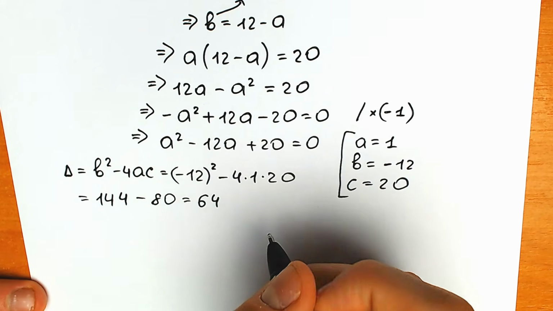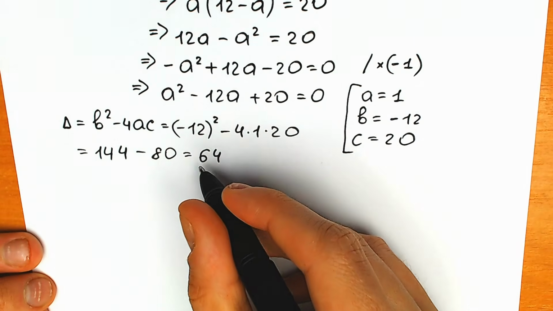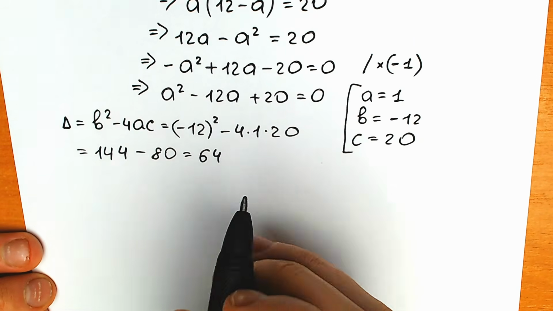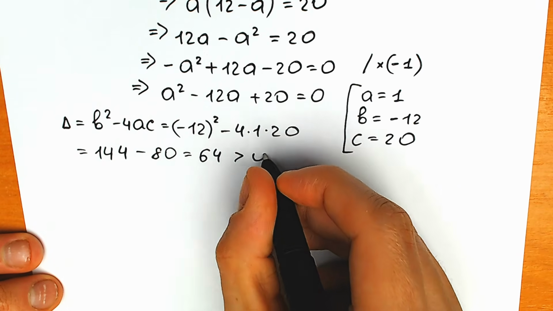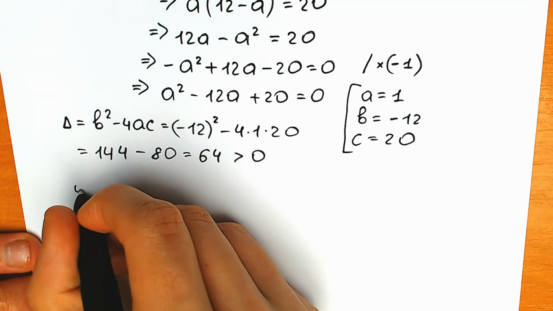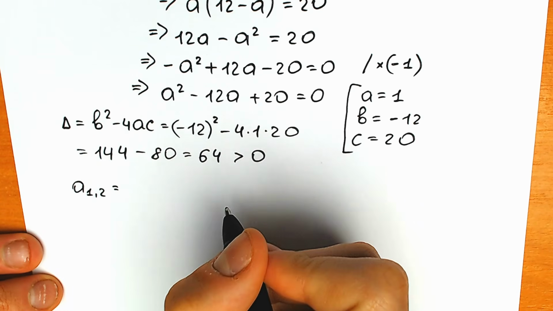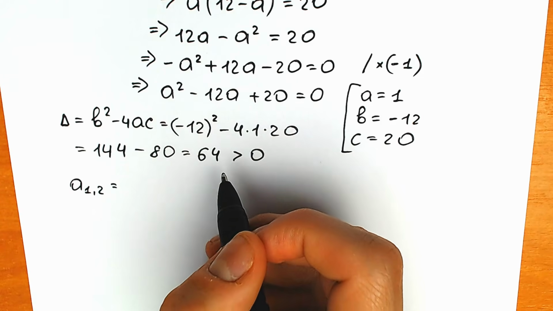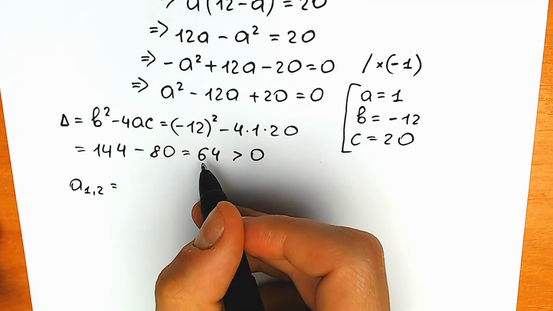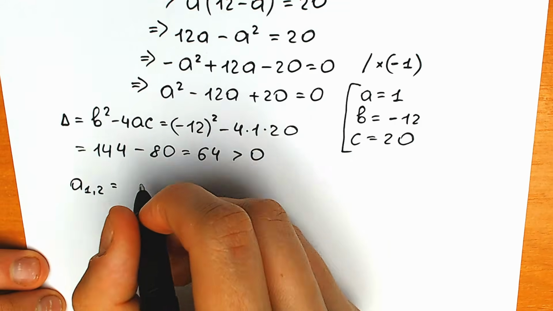And 64 is a brilliant discriminant because the square root of 64 equal to 8. So we can easily solve it for a first and a second. 64 is greater than 0, which means we have two real number roots. The discriminant is not negative, it's positive, so it means two real roots.